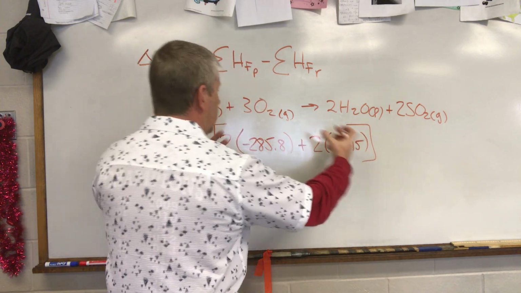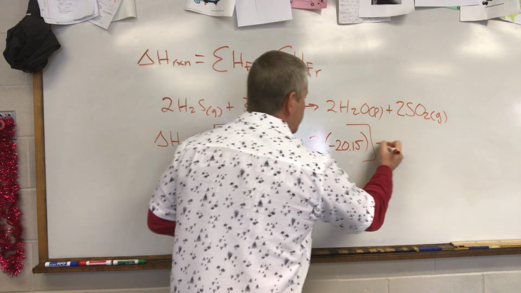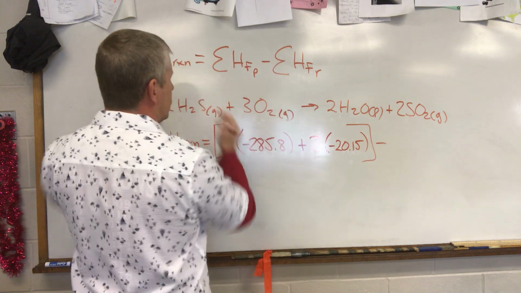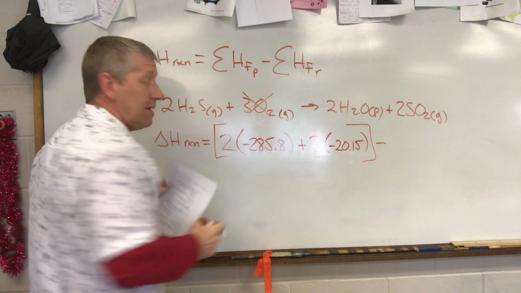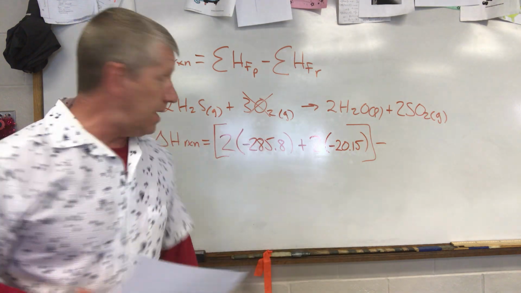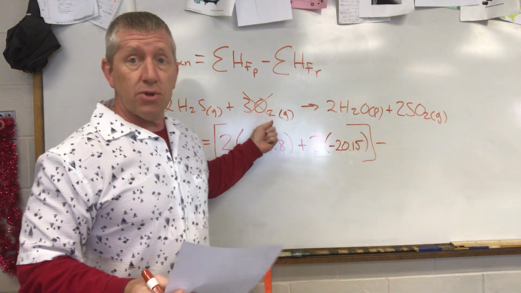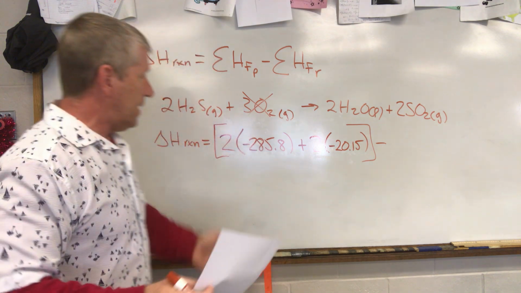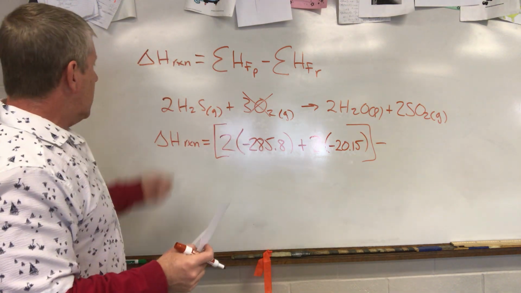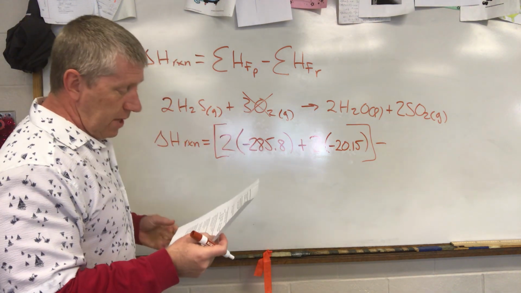That's the sum of my products. We'll subtract the sum of the reactants. Now this one, once again, goes away. It's given a 0 value because it's the common state of oxygen under standard conditions. So it gets a 0 as a result of that. So here I have 2 hydrogen sulfides.